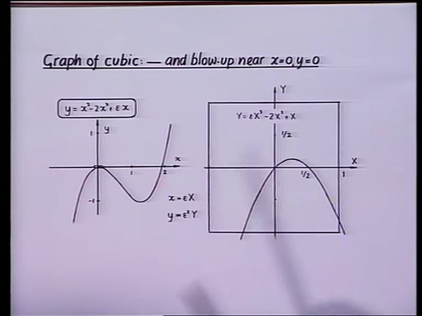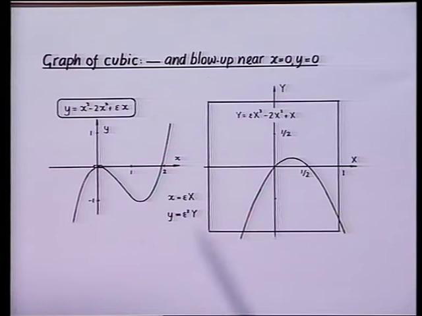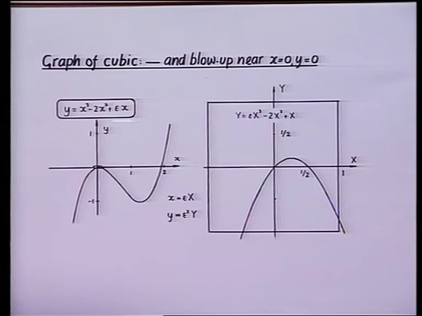Let me just remind you of what this is. Think of that little rectangle there. Magnify it by a factor of 1 over epsilon in the x direction and by a factor of 1 over epsilon squared in the y direction, and that's what you see. And that's quite satisfactory. We see there sufficient detail of the cubic to be able to see where the roots are given approximately.